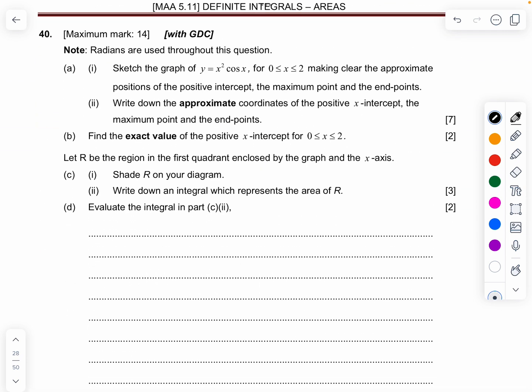Question number 40. Sketch the graph for y equals x square cos x between 0 to 2. Clearly make clear approximate positions of positive x-intercept, maximum and endpoint. Find the approximate coordinates of the positive x-intercept, the maximum point and the endpoints.